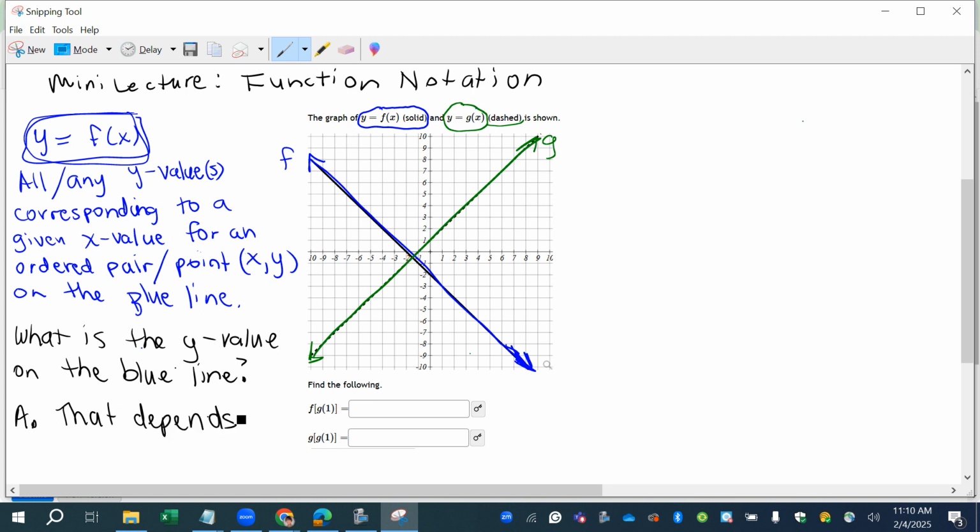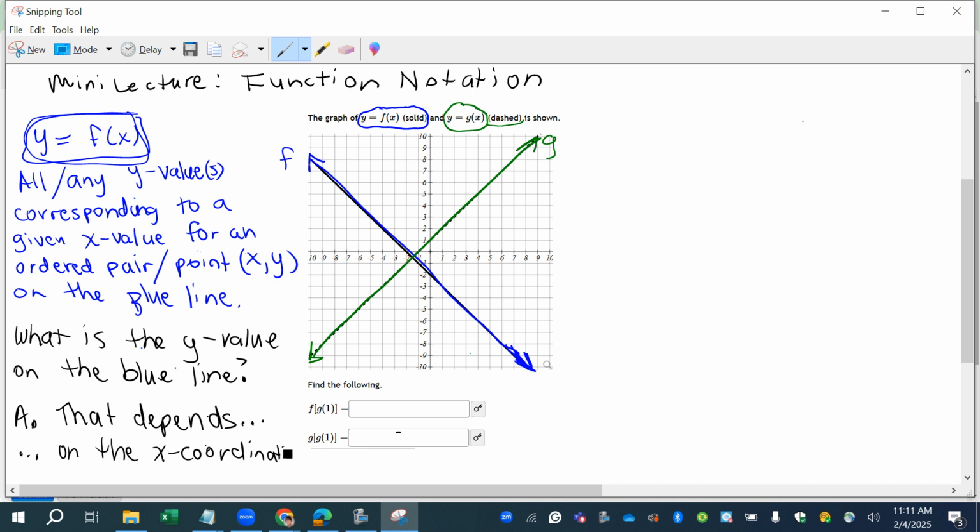So in other words, the y value on the blue line depends on what, okay? It depends on something, okay? So what's the something? Saying that depends is another way of saying I need more information here, okay? You need to be more specific. So what needs to be specified here? What needs to be specified is the x coordinate, okay?